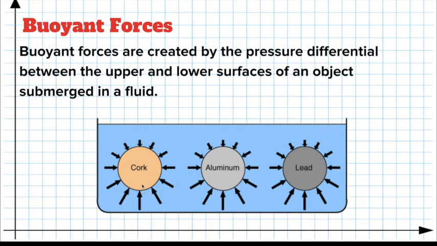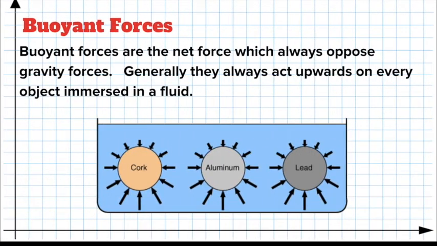So for something that is spherical, for example, the force on the bottom is bigger than the force on the top. In fact, each of the forces near the top is smaller in size than the forces on the bottom. This difference in forces produces a net force which always acts upwards, and that net force we call the buoyant force. So buoyant forces are net forces which always oppose gravity. In a fluid on Earth, they always act upward, in the opposite direction of gravity.